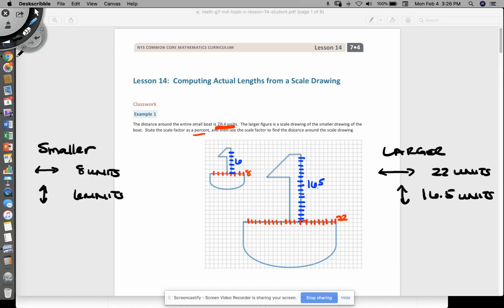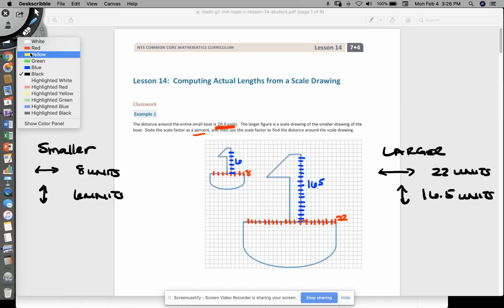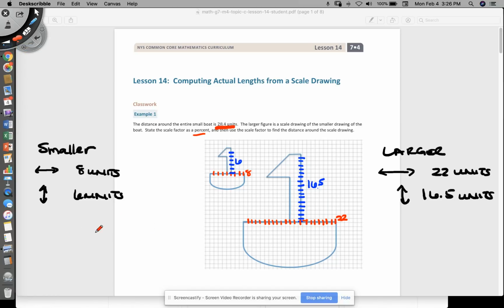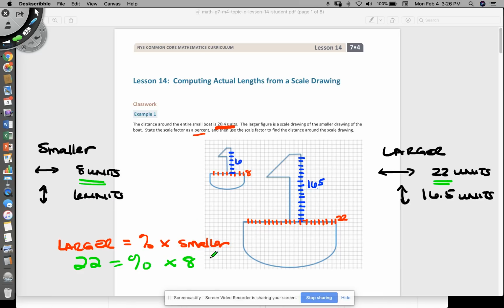We're going to set up an equation here to solve for that percent. So the equation is going to be the length of the larger image equals the percent times the length of the smaller image. All right, so I'm going to use the numbers 22 for my larger equals the percent times the smaller. So I picked the horizontal lengths on this one. And I'll show you, it doesn't really matter which you pick. All right. So this says 8 times what gives me 22?